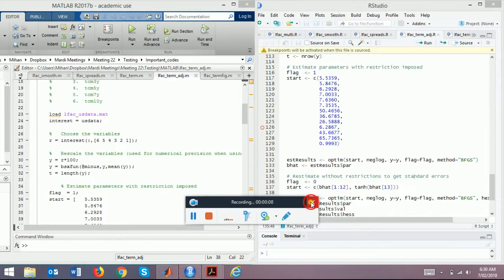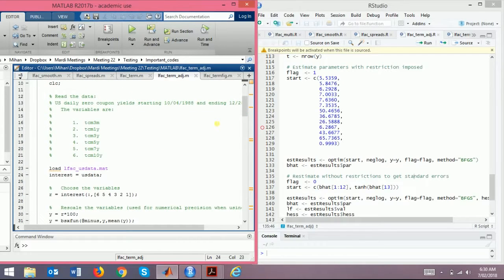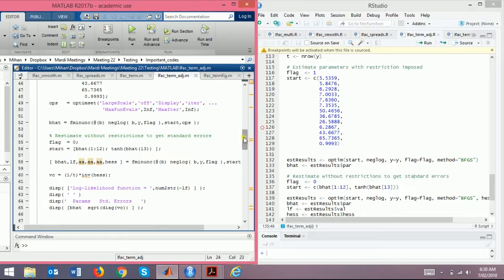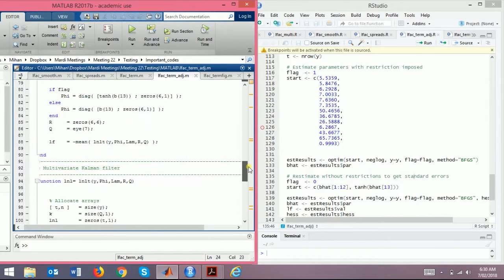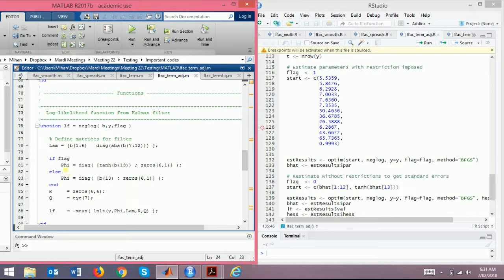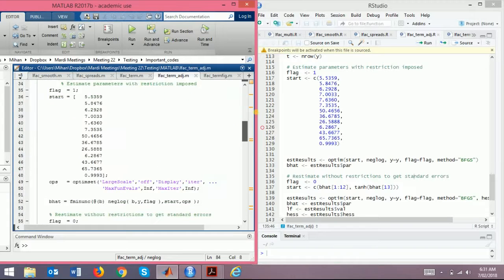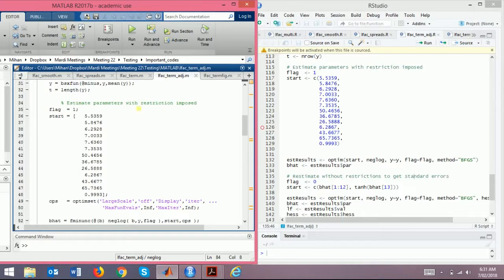Adjusted term structure models, adjusted one-factor term structure models, and we're slightly confused. We'll just go over what confusion we had. First of all, we defined the multivariate Kalman filter, then we also defined the log likelihood function with a flag. If we call the flag, then it will have a restriction. If we don't call the flag, then it will not have a restriction. With that, we defined our estimate of the parameters with the restrictions, so calling the flag.